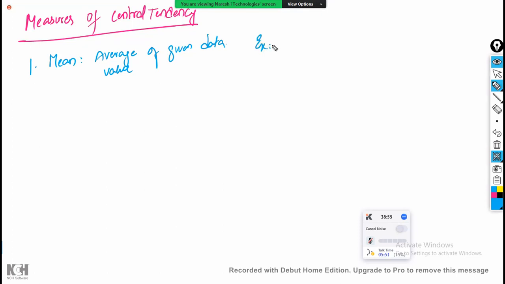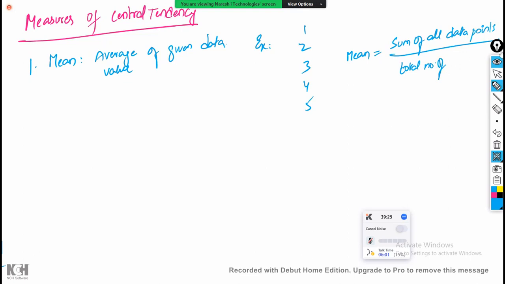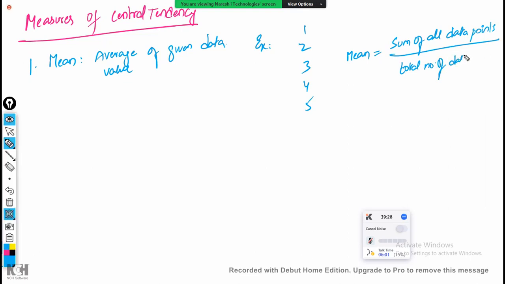Example, let us take like this: 1, 2, 3, 4, 5. Mean is nothing but your mean value. Your mean is equal to the sum of all the values. Mean is equal to the sum of all data points divided by the total number of data points.